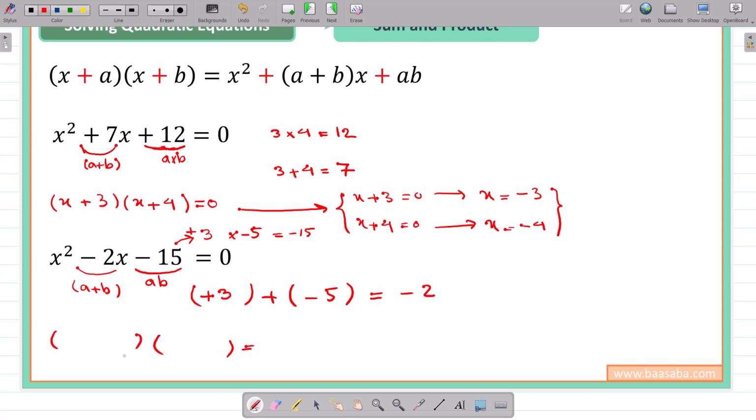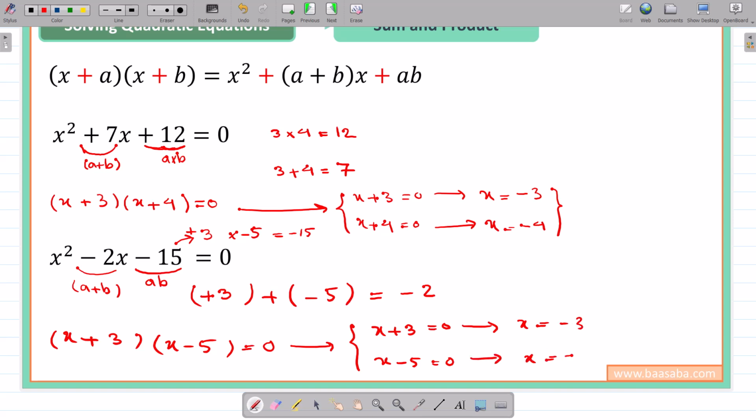Our common factor is again x, a is plus 3 and b is negative 5. Let's solve this equation. x plus 3 is 0, and x minus 5 is 0. From here, x is negative 3, and from here, x is positive 5. This equation had two roots as well.